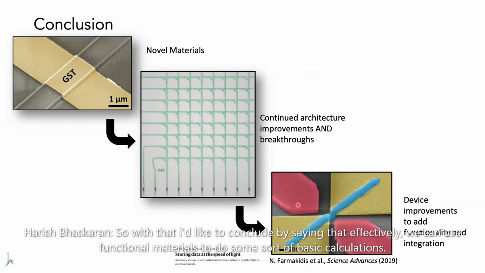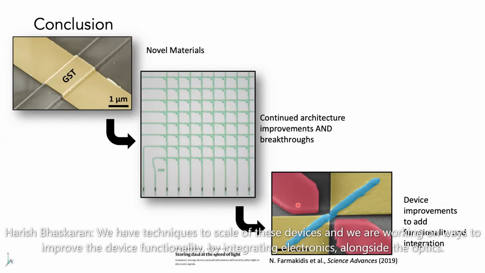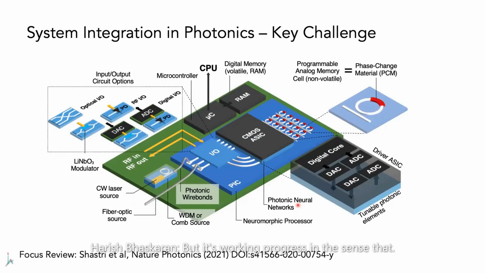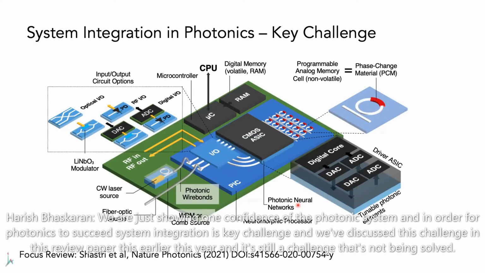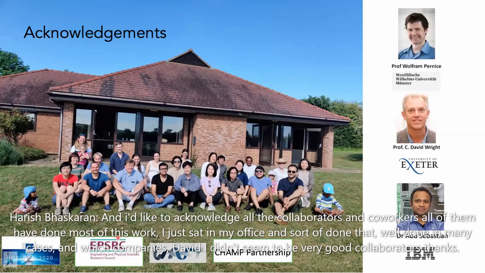So with that, I'd like to conclude by saying that effectively we can use functional materials to do some sort of basic calculations. We have techniques to scale up these devices, and we are working on ways to improve the device functionality by integrating electronics alongside the optics. But it's work in progress in the sense that we are just showing one component of the photonic system. And in order for photonics to succeed, system integration is a key challenge. We've discussed this challenge in this review paper earlier this year, and it's still a challenge that's not being solved.